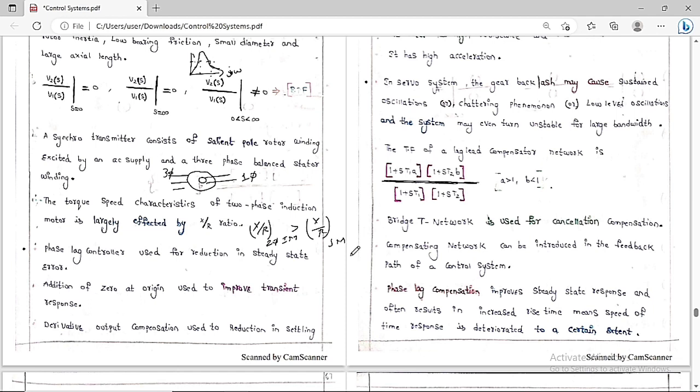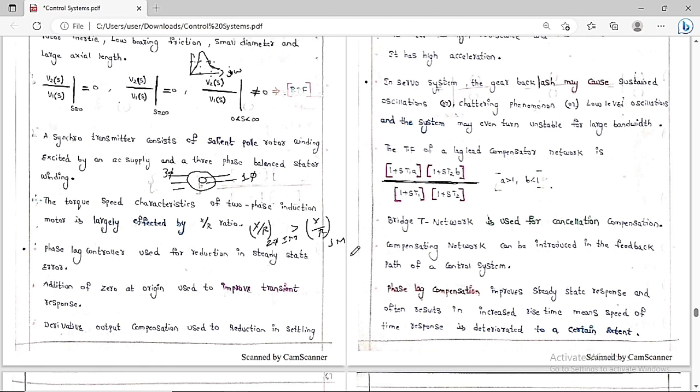So finally I can say, in the case of servo system, if you are going to use the gear backlash, it may cause some amount of sustained oscillations or chattering phenomena or low level oscillations in the system for all the time, and this may even turn the system to become unstable for large amount of bandwidth.